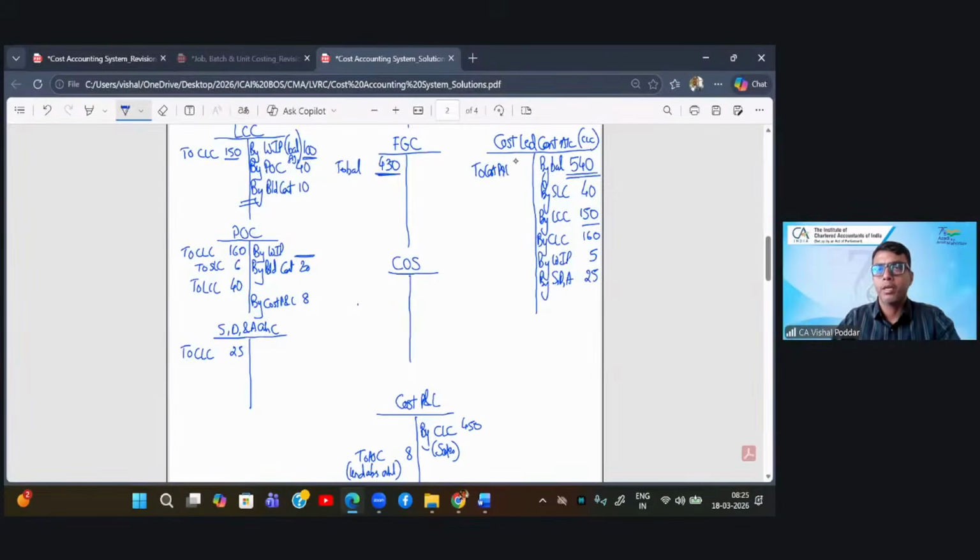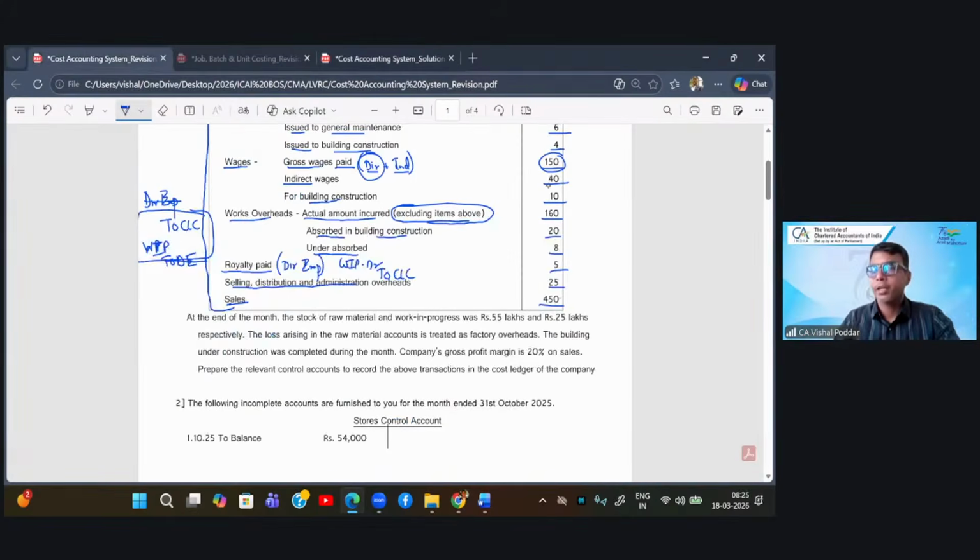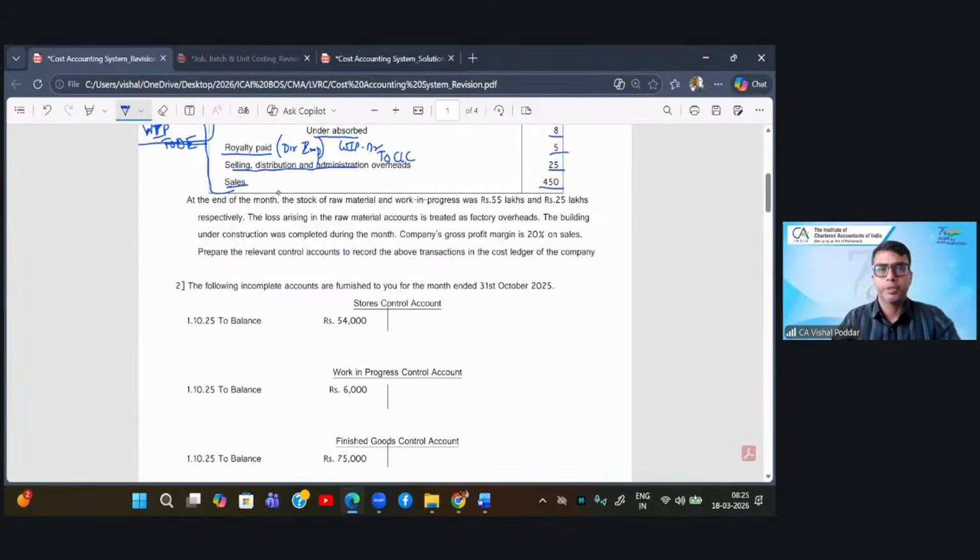Cost P&L 450. Correct? So all the transactions given here are posted. Now we have some additional information. At the end of the month, you have stock. So this is the closing stock, raw material WIP.